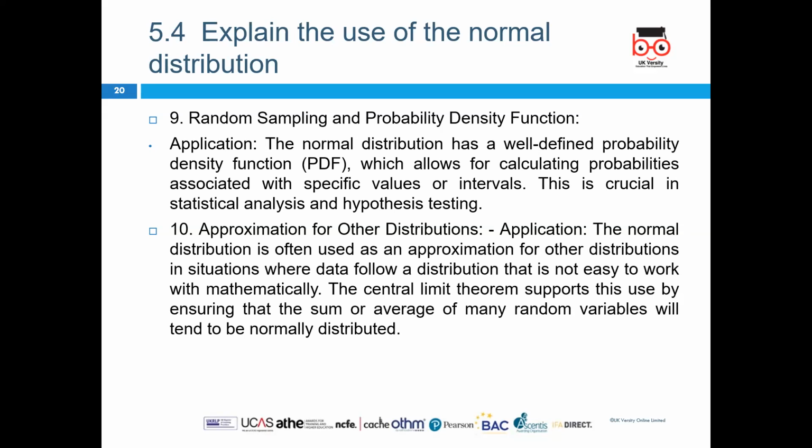Then you have approximations for other distributions. The normal distribution is often used as an approximation for other distributions in situations where data follows a distribution that is not easy to work with mathematically. For example, if the sample does not follow a normal distribution, a logarithmic transformation is done so as to bring it to normal distribution and then perform the statistical tests.